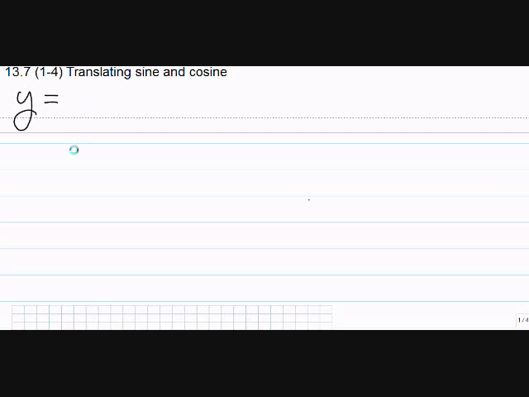So the standard form for sine and cosine, we got that A, the absolute value of the A is the amplitude. We got sine, or we got cosine. We got that B, and we now get a horizontal shift with the H and a vertical shift with the K.